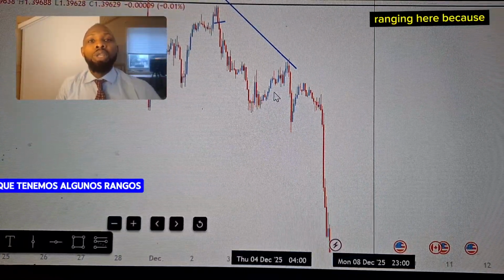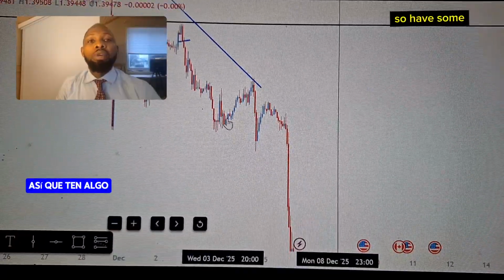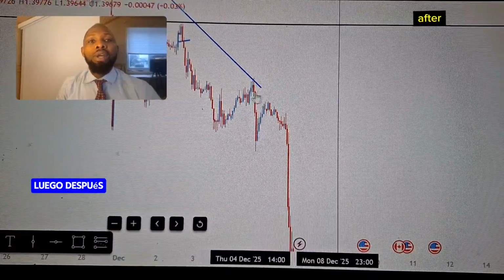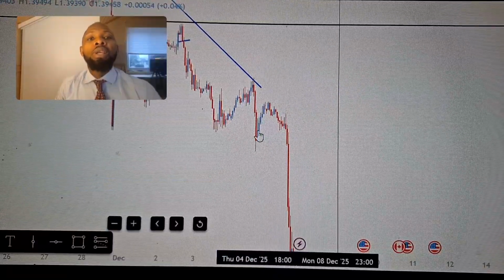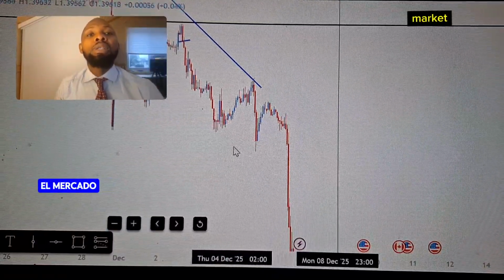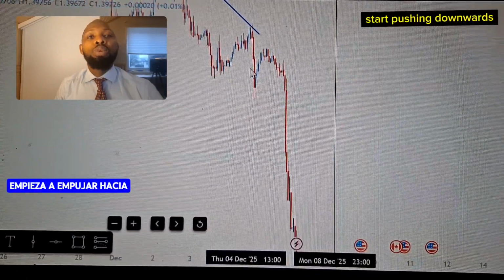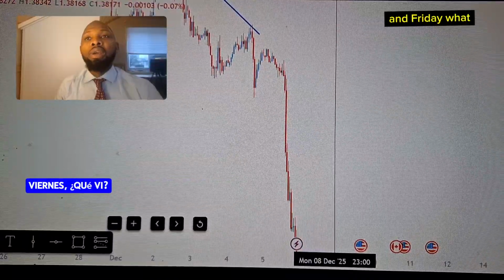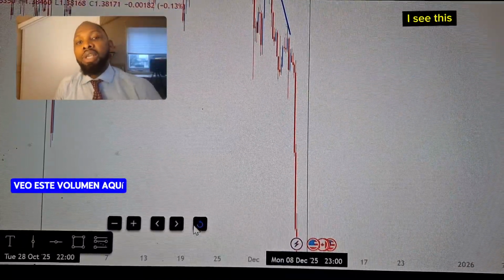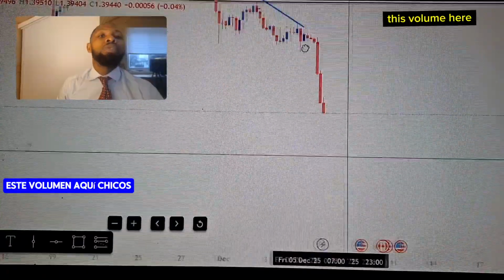We have some ranging here, because this area, we never know what it's going to do. So we have some ranging here, and then on Thursday I see that the market did what? The market started pushing downwards. And on Friday, what did I see? I see this volume here. This volume here, guys.